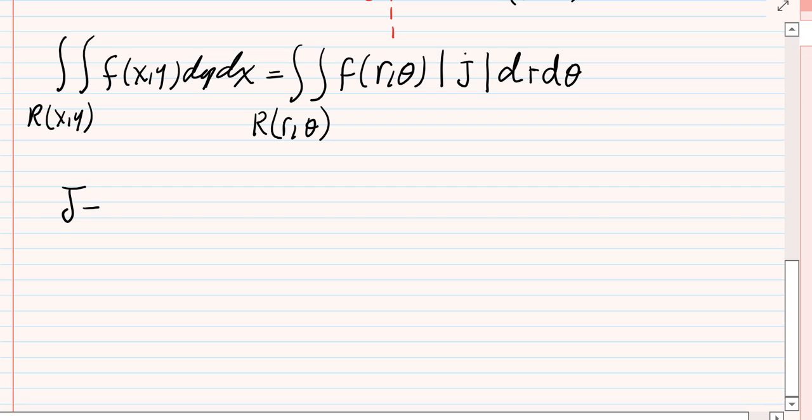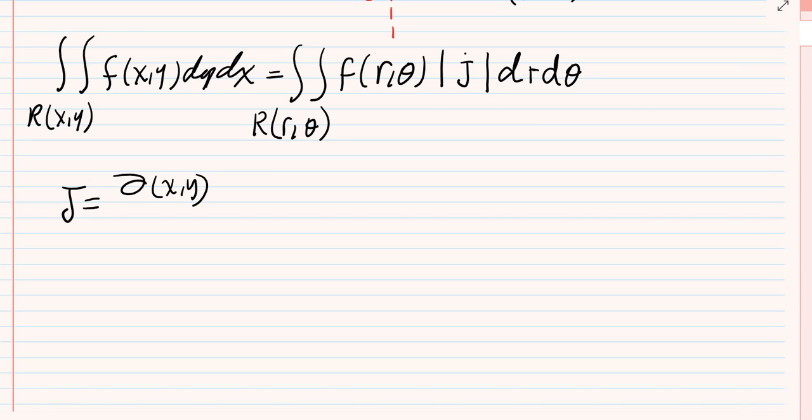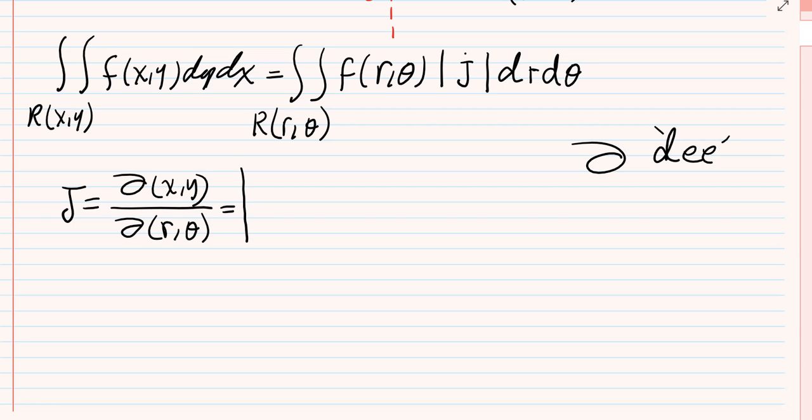And the Jacobian of the transformation is going to be the partial of (x, y) over the partial of (r, theta). Okay, so remember this is the ∂ notation, and we use that quite often for the differential notation for functions of several variables. So what is ∂(x,y) over ∂(r,theta)?